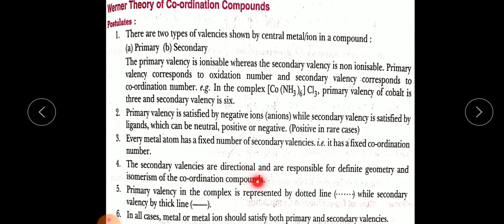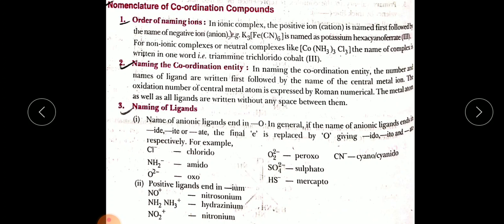The secondary valences are directional and are responsible for definite geometry and isomerism of the coordination compounds. Next, primary valency in the complex is represented by a dotted line, while secondary valency by a thick line. This we can see later on with the structure. In all cases, the metal or metal ions should satisfy both primary and secondary valencies.